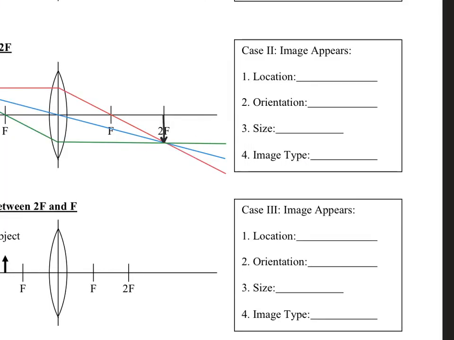All right, so what does our information over here look like? The location is on the opposite side of the object, or the same side that you're looking at it. The orientation is inverted. The size is the same, and the image type here is real.